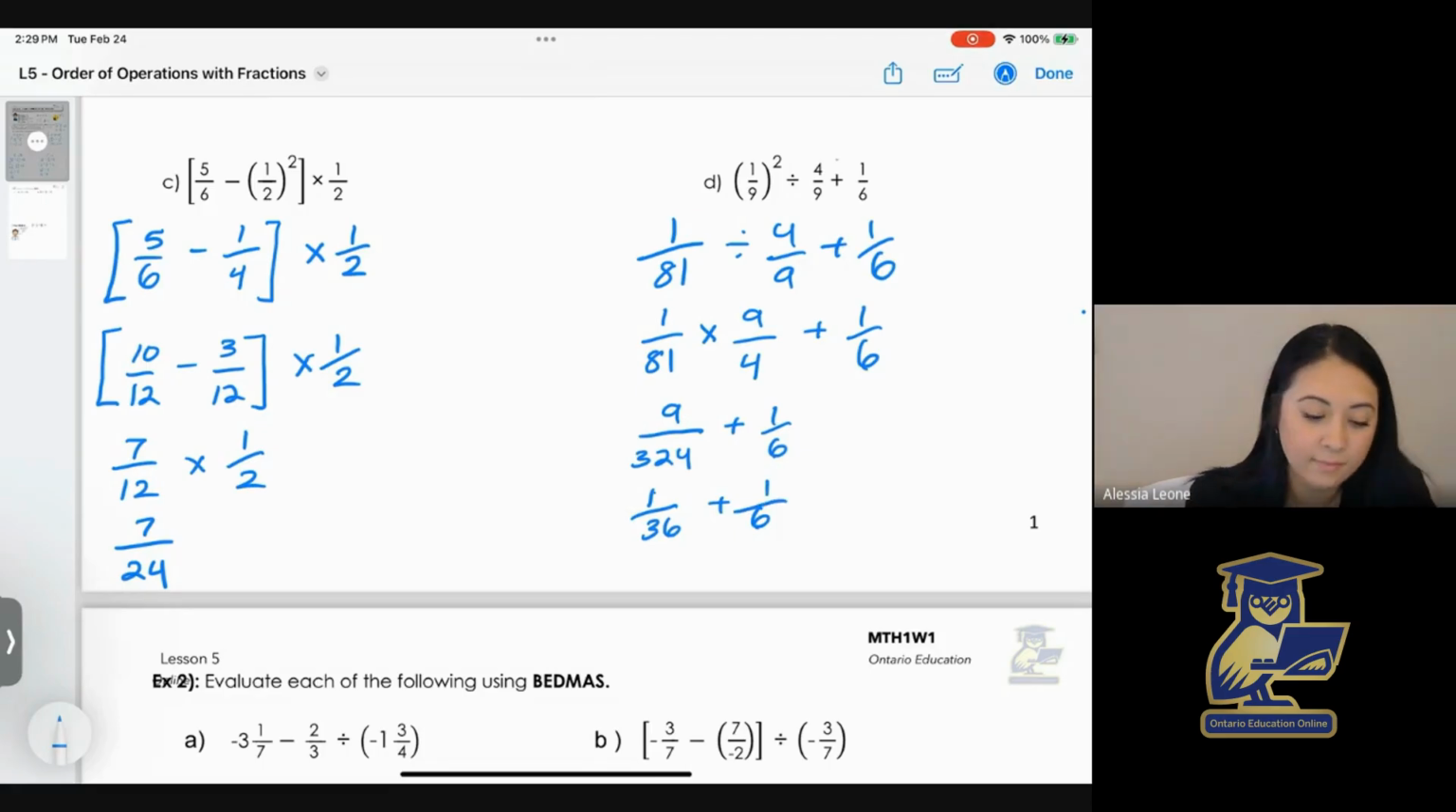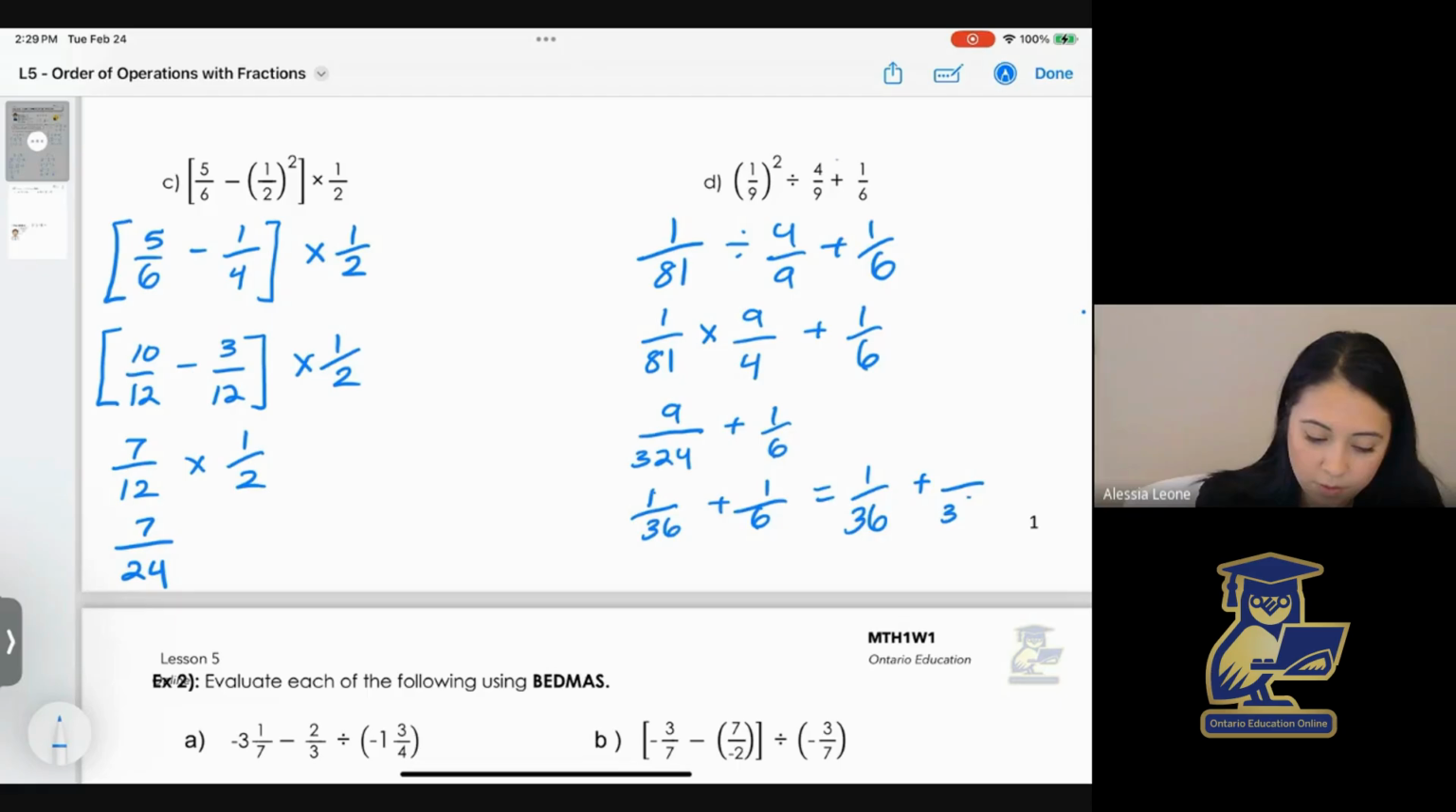6. Now, we need to do just a simple addition of fractions, which needs a common denominator. So we will use the common denominator 36 because it is a multiple of 6. So to get 36, we do 6 times 6. 1 times 6 is 6. 1 plus 6 is 7 over 36. Our answer is 7 over 36.